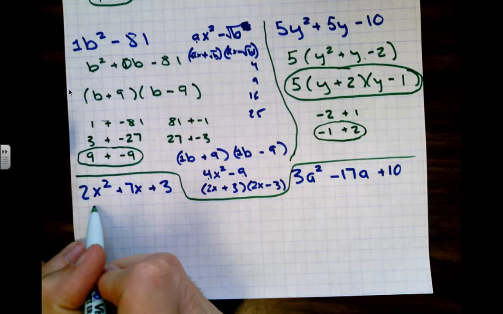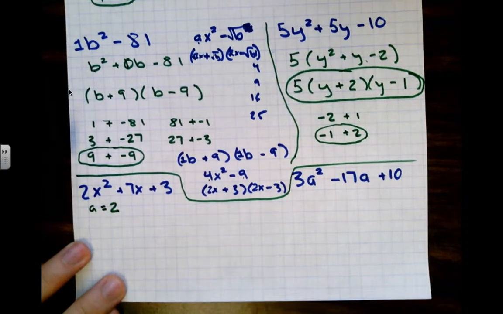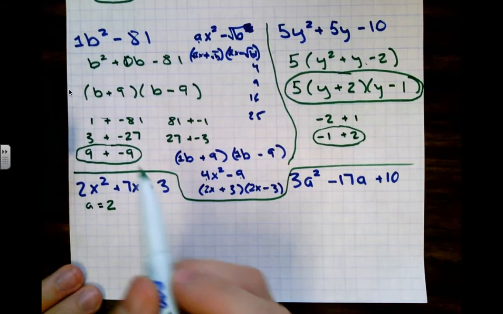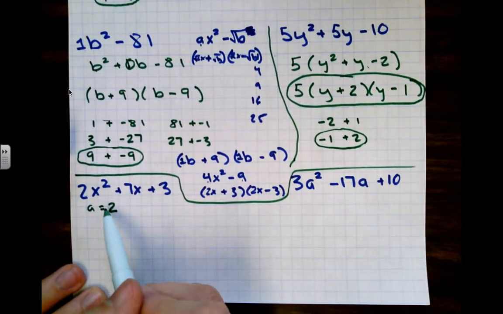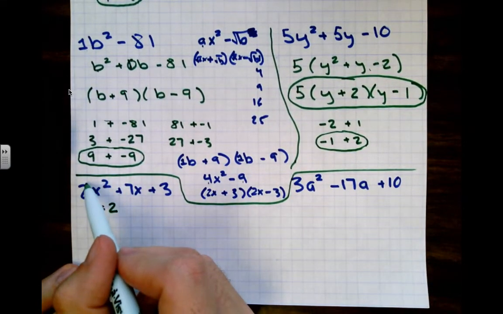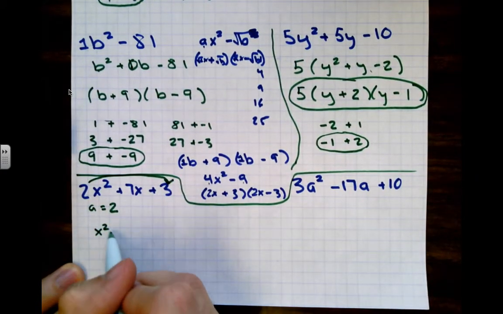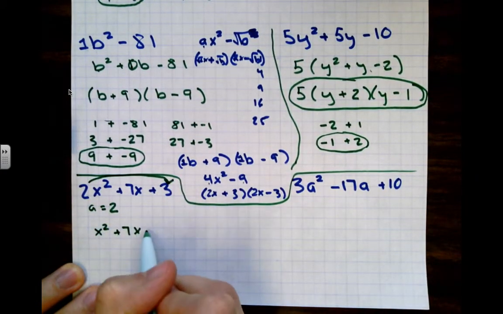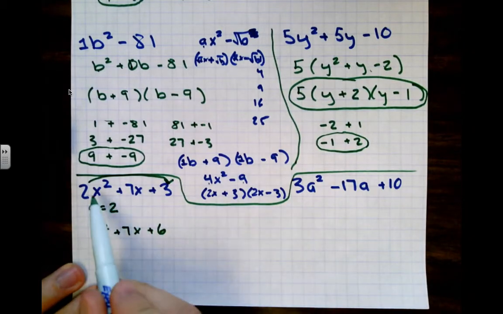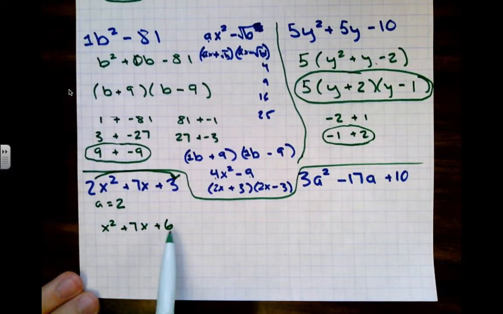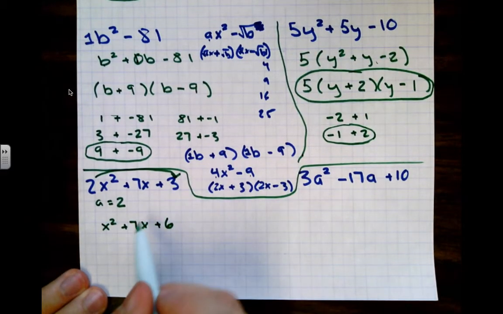What I notice over here is I have an a value that's equal to 2. So now, what we're going to go through and do is that process that we talked about when we have an a value that's not equal to 1. What that consisted of, you take that this a value is equal to 2, and you multiply it by c. So I would say x squared plus 7x plus 6. I did a times c here.